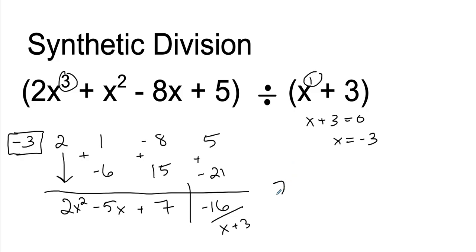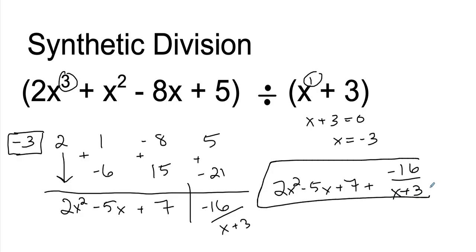To write it a little bit cleaner off to the side, we should have 2x squared minus 5x plus 7 plus, we'll just do, since I said use a plus, negative 16 over x plus 3. That should be the answer. So if you double check this with long division, that's what you'd end up getting. Okay? So if you need to replay that again, go ahead and rewind a little bit and see the process.